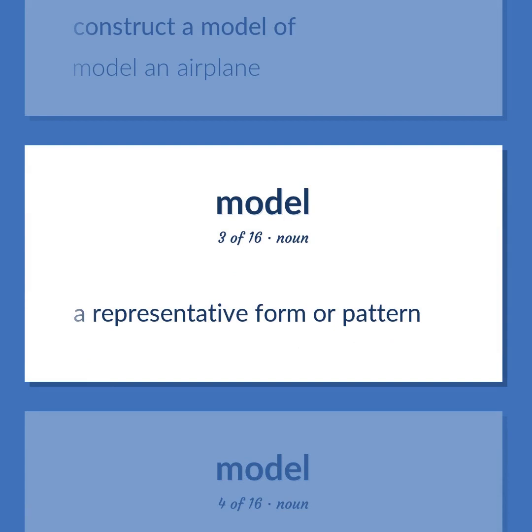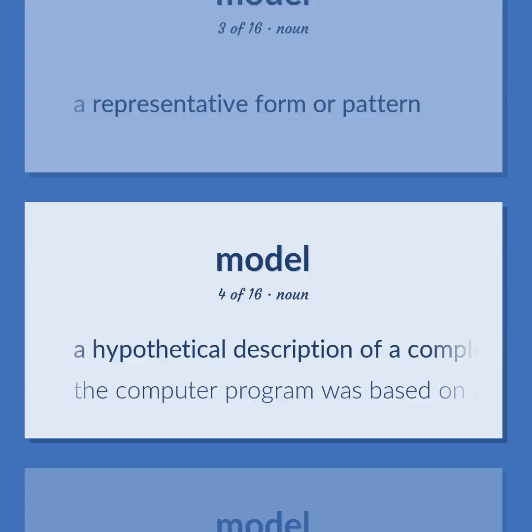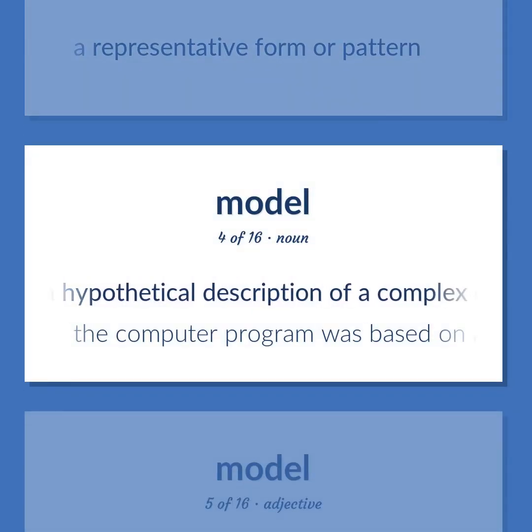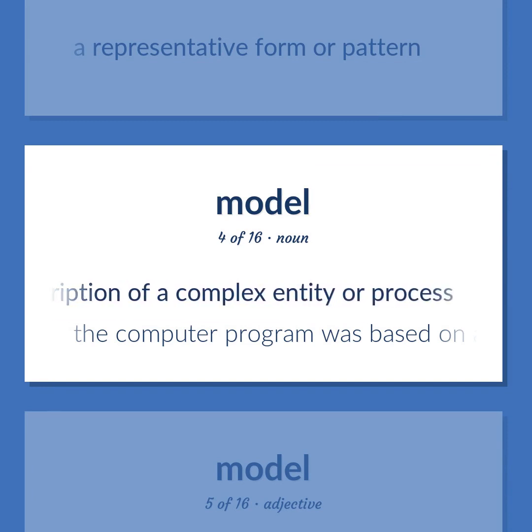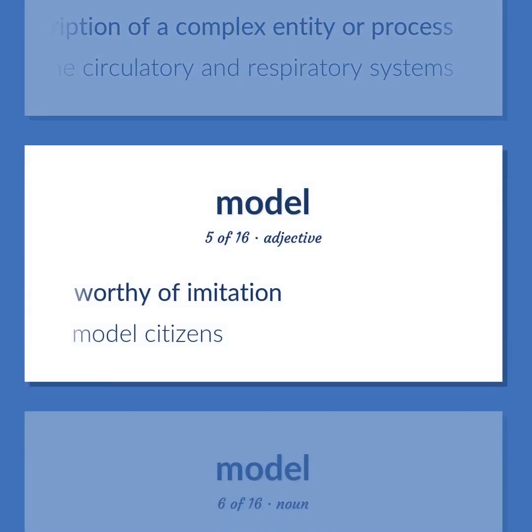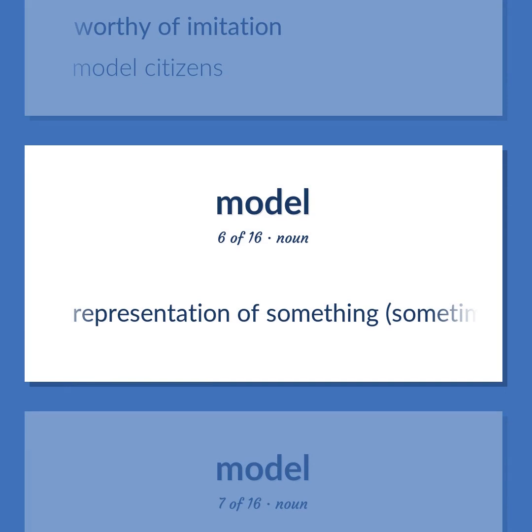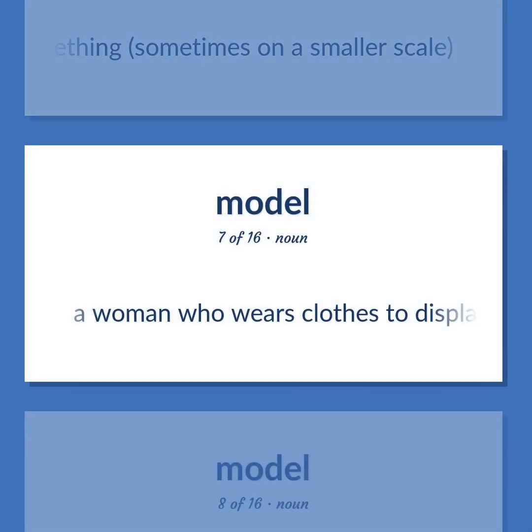A representative form or pattern. A hypothetical description of a complex entity or process. The computer program was based on a model of the circulatory and respiratory systems. Worthy of imitation. Model citizens. Representation of something, sometimes on a smaller scale. A woman who wears clothes to display fashions.